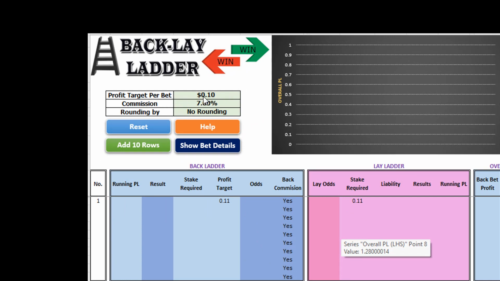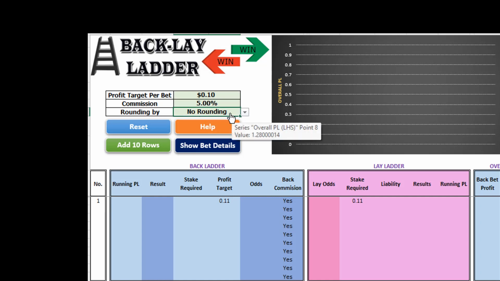So when we set our profit target here, and I've set it at 10p or 10 cents, then it'll be 10p that we want to win on the back and 10p we want to win on the lay. Keep in mind, even though we put in 10p or 10 cents, it's going to be actually 20 cents per race or event. Commission: I'm betting in Australian racing at the moment, so I've got 7%, but if you're betting in UK racing, you put on 5%.